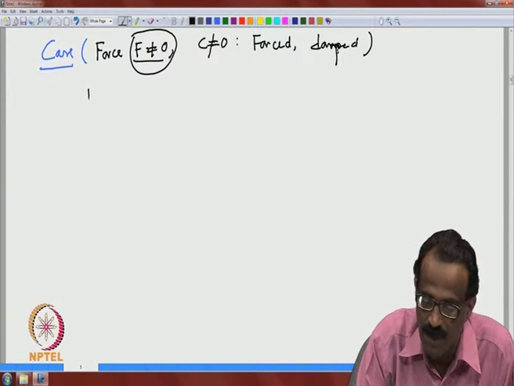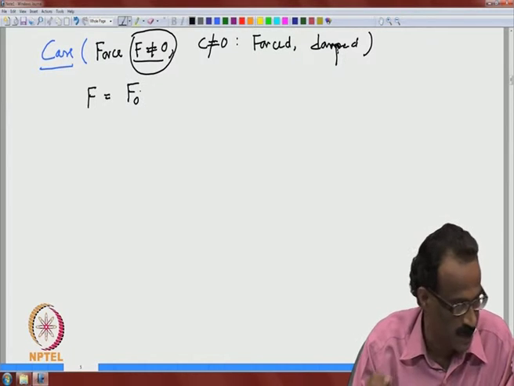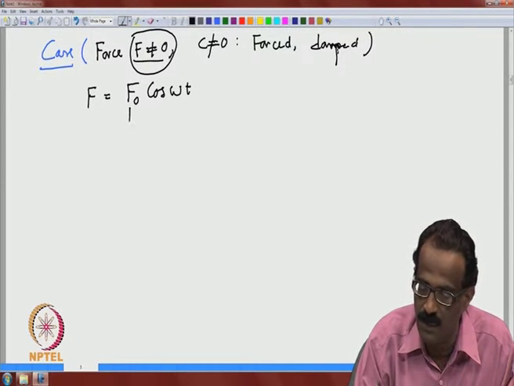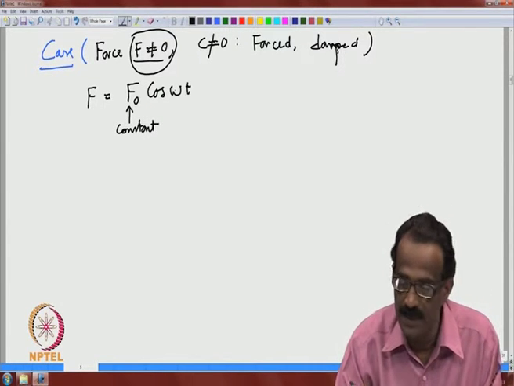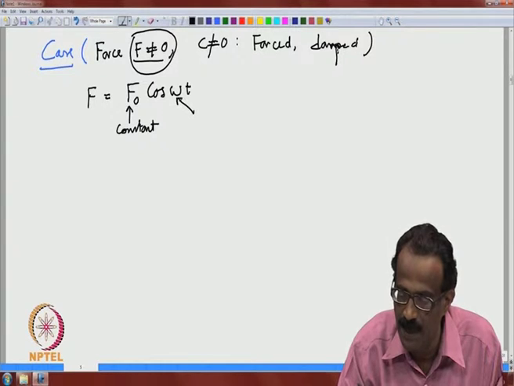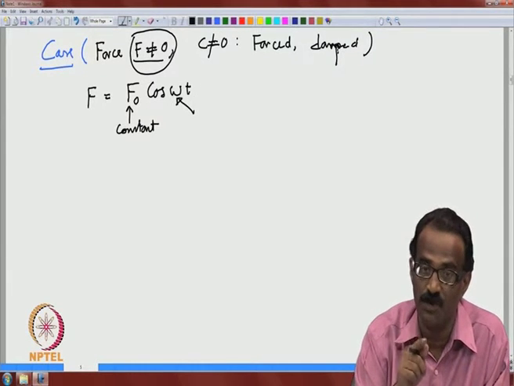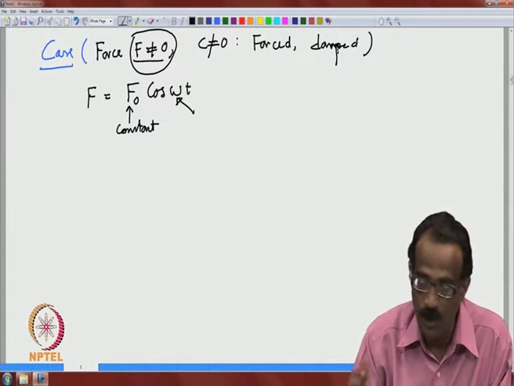So, we will assume F is of the form with a single frequency coming from the external force: F(t) = F naught cos omega t, where F naught is a constant, and omega is the frequency coming from the external force. Omega naught is the frequency corresponding to your mechanical system. Okay.